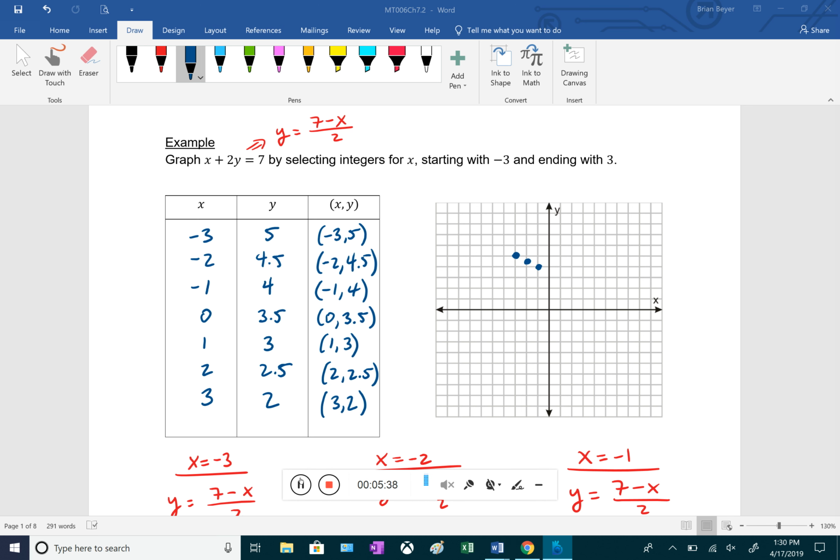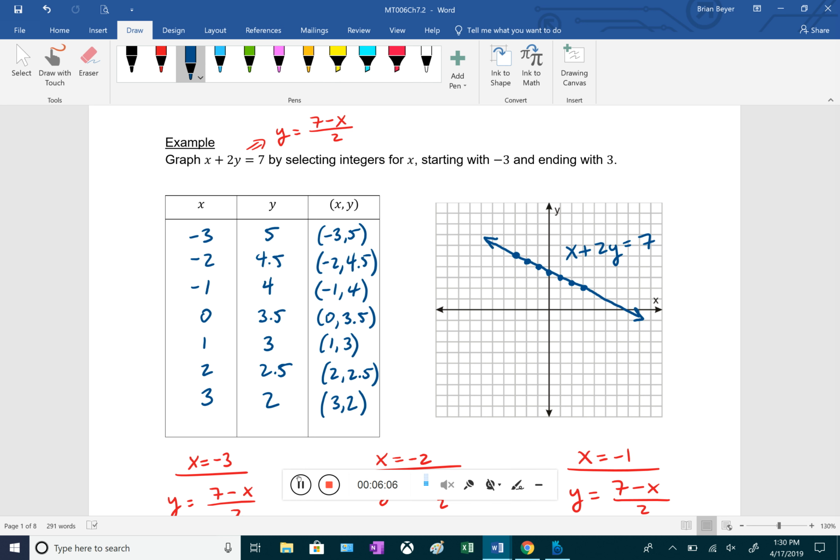So we get all of these ordered pairs, and if we graph them, we're going to get something like this. And 3, 2. So now all we have to do is connect those dots as a straight line and put arrows on the end. And that is our line. And we can label it x plus 2y equals 7.